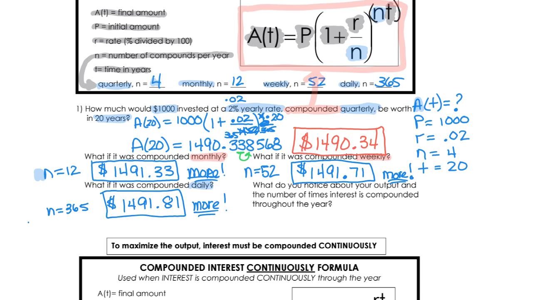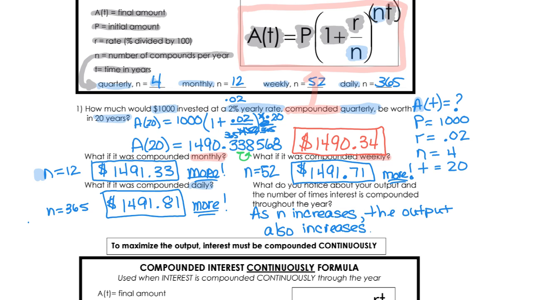So the last question, guys, says, what do you notice about your output and the number of times interest is compounded throughout the year? And we're going to say, guys, as N increases, which means the more times you compound a year, the output or how much money you're getting out also increases. All right, so you always want to put your money into a bank that compounds the most amount of times per year to get the most amount of money out of your money that you put in, okay?